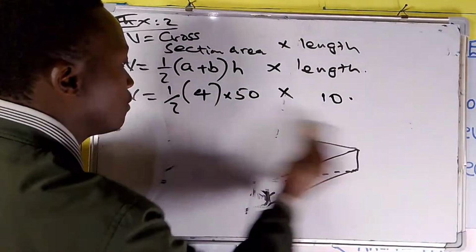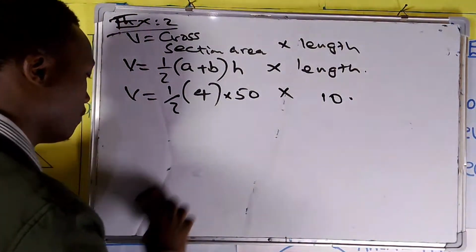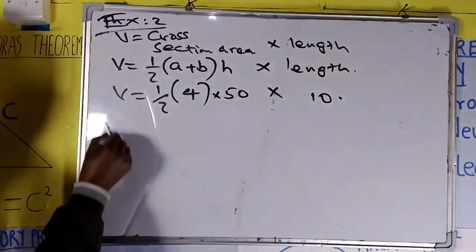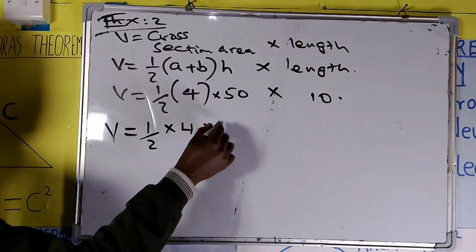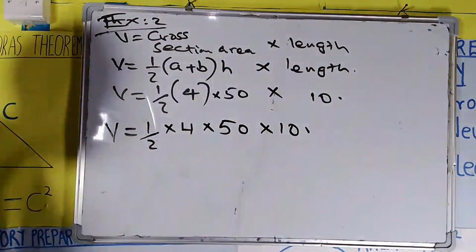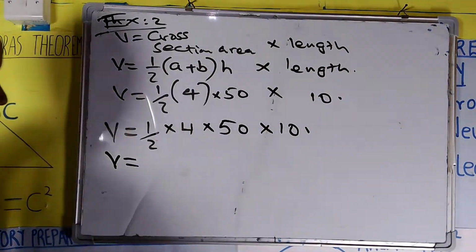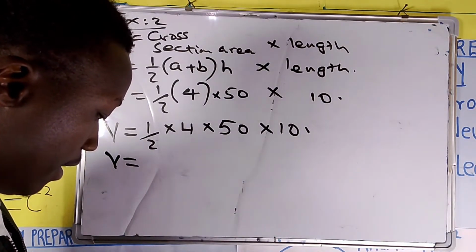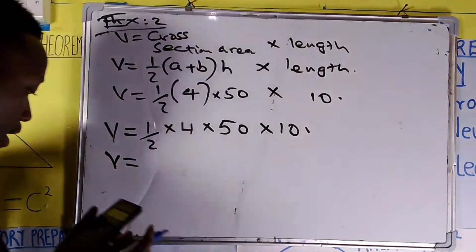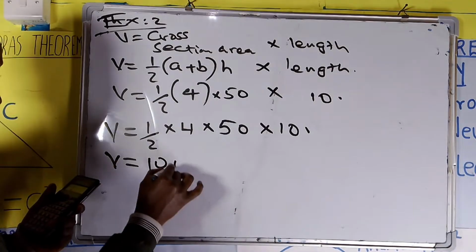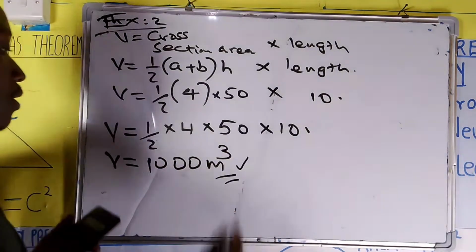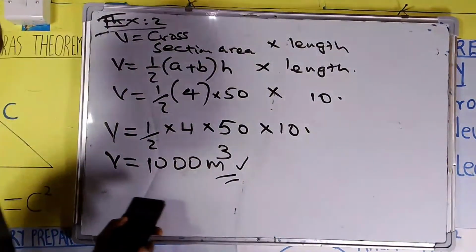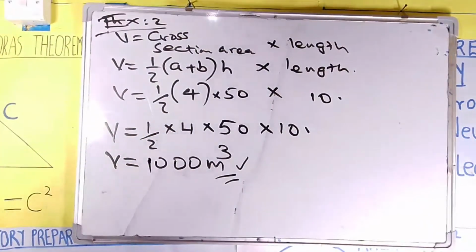And after we do that, we will get our volume is a half times 4 times 50 times 10, which will give us 1000 meters cubic. We have already determined our volume. Our volume is 1000 meters cubic.